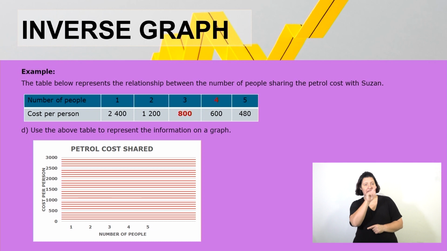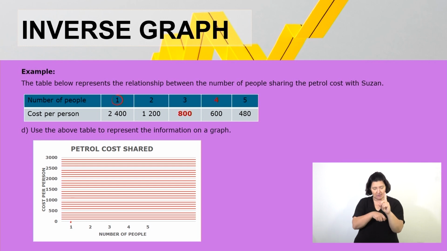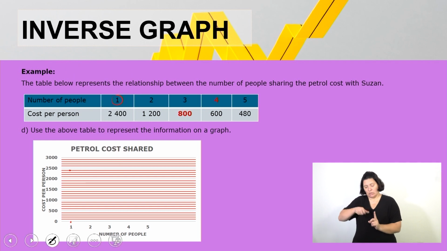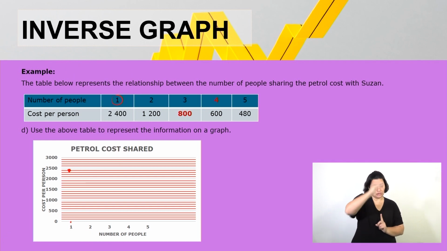Use the above table to represent the information on the graph. All right, let's move. Our x value is 1, so the graph will start there. If one person is in the car, they will each pay 2,400. So the dot will be there. I'm going to make it nice and big so that you can see. If 2 people are in the car, they will each contribute 1,200. So 1,200 is there.